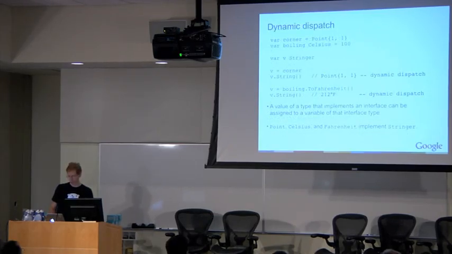So I can go through this quickly. Here we have the dynamic dispatch. We have a value of type Point, a value of type Celsius, and we have a variable of type Stringer. Stringer is an interface. Now I can assign the value corner to v, because corner is of type Point, which implements the String method, and v is a Stringer. And so when I then say v.String, I'll get the point printed out. Similarly for the Celsius type. When I convert it, I'll get a Fahrenheit object, which again implements the method String, which I can therefore assign to the Stringer variable and so forth.